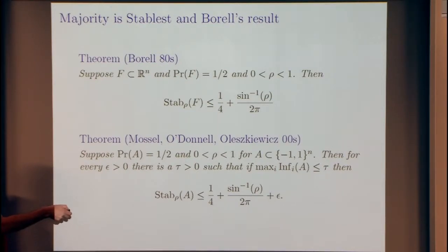If all of the influences of the set A are smaller than tau, then the stability of the set A is lower than exactly this expression, plus an error epsilon, which depends on tau.